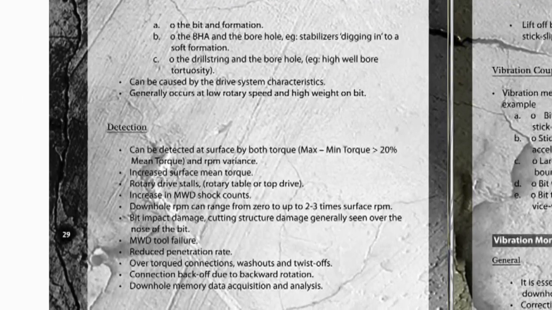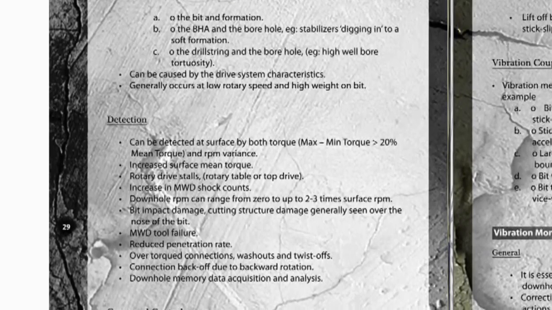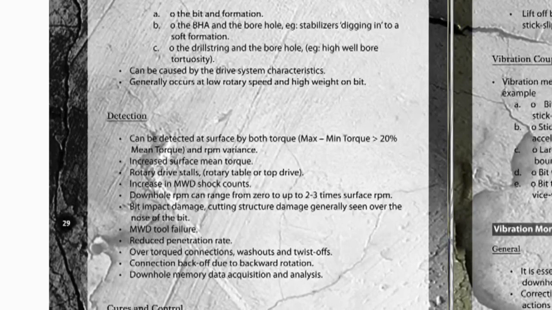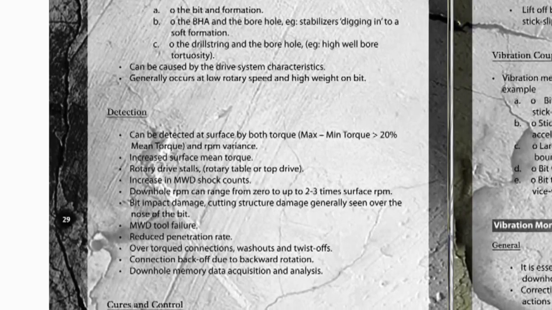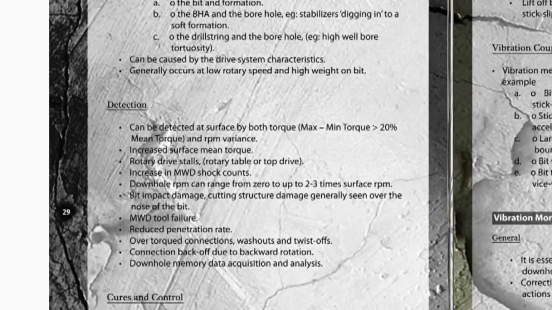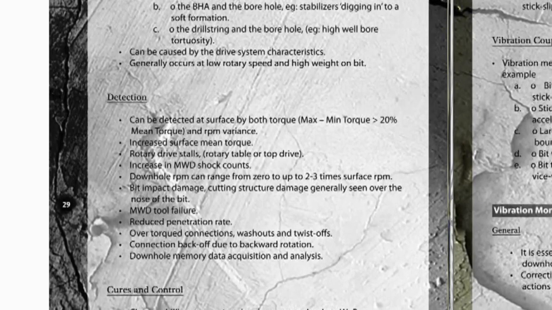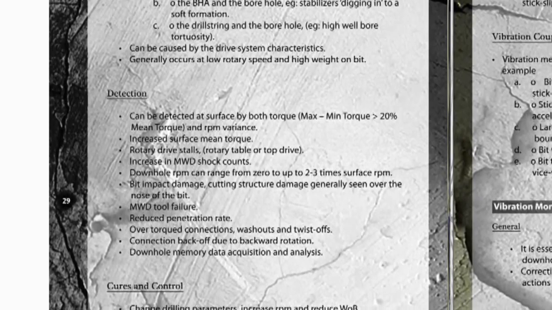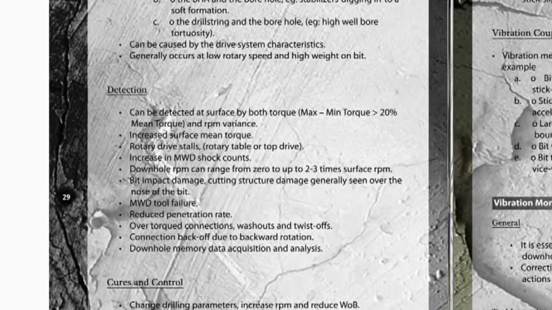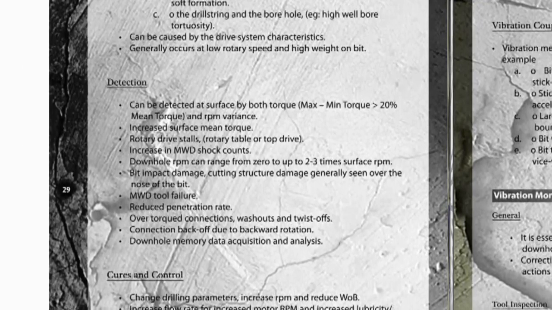Detection. Can be detected at surface by both torque, max min torque greater than 20% mean torque, and RPM variance. Increased surface mean torque. Rotary drive stalls, rotary table or top drive. Increase in MWD shock counts. Downhole RPM can range from 0 up to 2 to 3 times surface RPM.